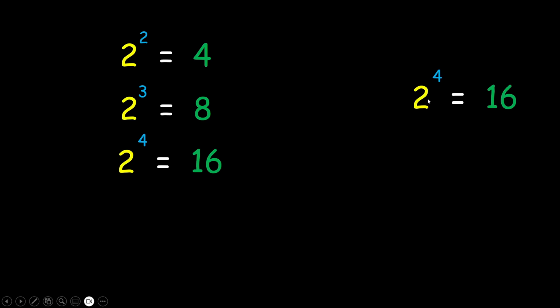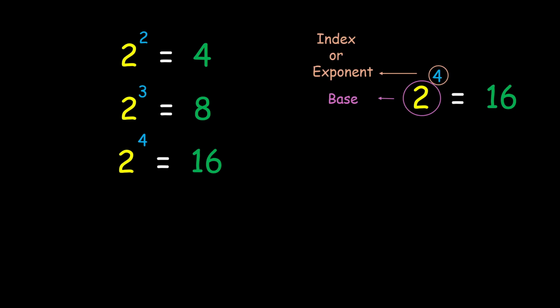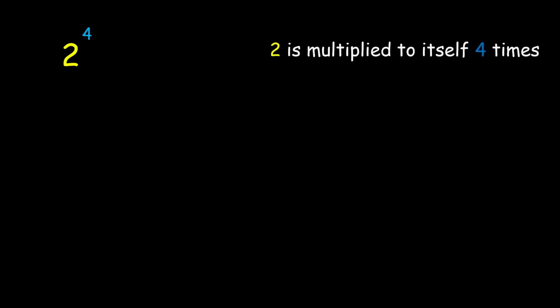Let's have a close look at this notation. Over here, 2 is the base and the power to which it is raised to is called the index or the exponent. Now, when we write 2 raised to power 4, we know that this actually signifies that 2 is being multiplied to itself 4 times and its expanded form is 2 into 2 into 2 into 2.